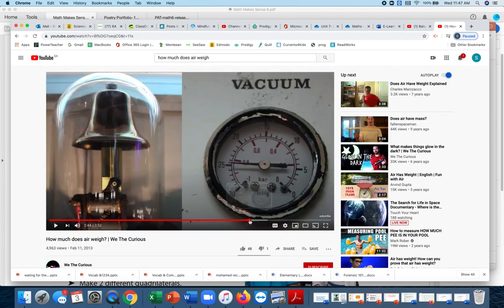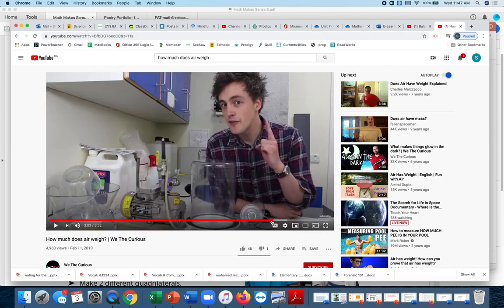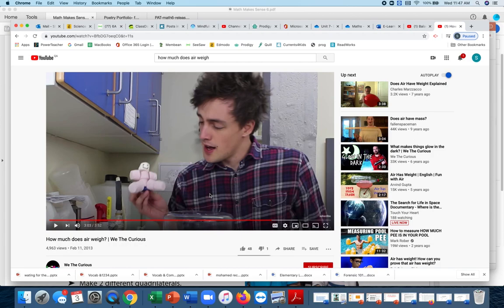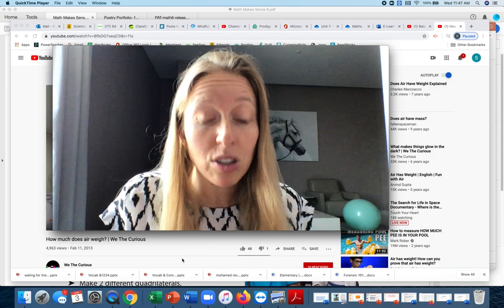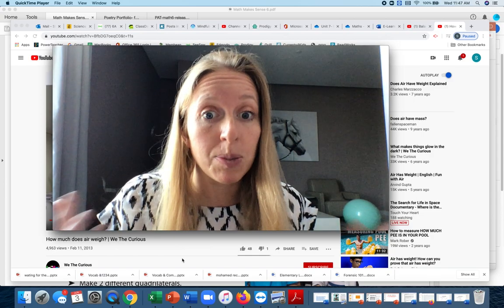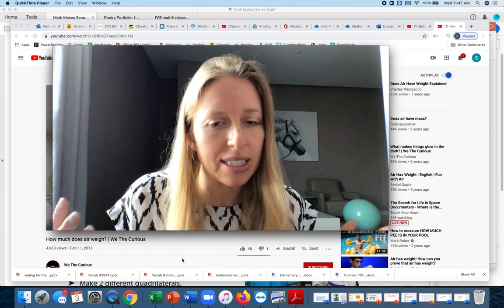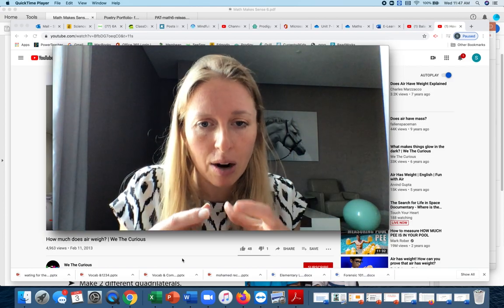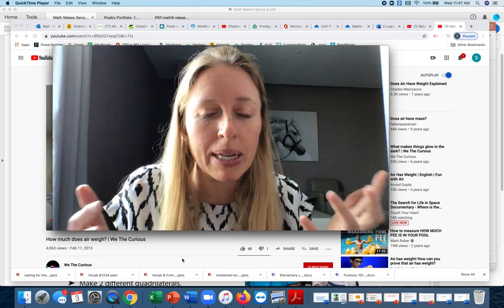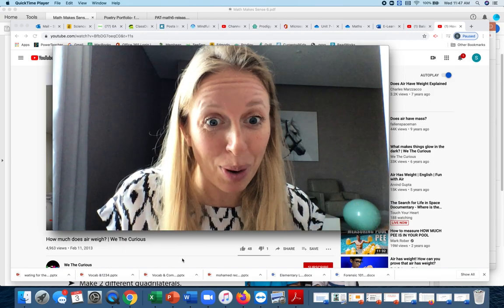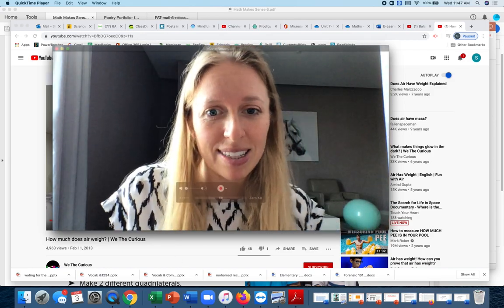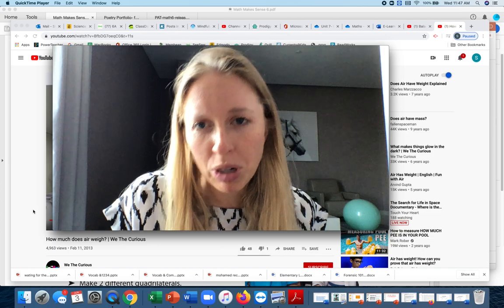He puts this marshmallow man into this chamber, and then he takes out all the air, and then you can see what would happen. That also gives a little bit of background for when astronauts go into space, they have to wear a spacesuit, or else if they go just out of the spaceship into space, it wouldn't be good for their bodies. And he explains why that's the case, which is cool.